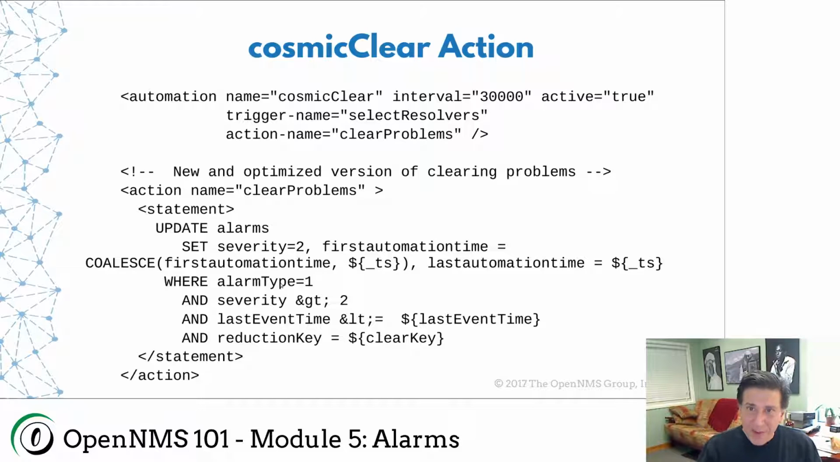So the next time this automation runs, the severity greater than 2 constraint will fail. This part of the constraints will fail because severity is 2, which is not greater than 2. So we won't do this. We won't update the alarm. Quite frequently, it's nice to know when the first time a particular automation ran and when was the last time a particular automation ran. And we do this with 2 fields in the alarm called first automation time and last automation time.